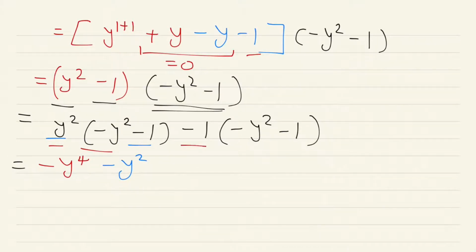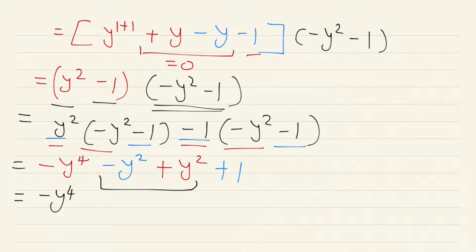We have negative 1 times negative y squared, so that's negative times negative, so positive y squared. And then negative 1 times negative 1, so that's plus 1. So we have negative y to the 4th power. This negative y squared plus y squared, so that's negative 1 plus 1, so that's just 0. And then we have plus 1. So negative y to the 4th power plus 1. That's our answer.